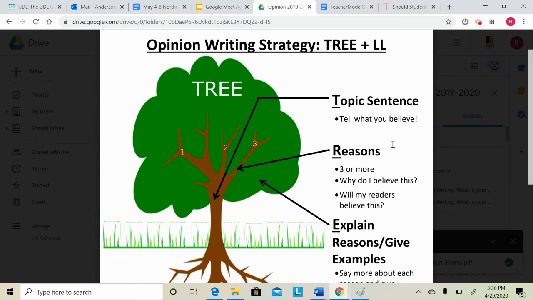The R stands for reasons. We want our essays to have 3 or more reasons. Our reasons tell the reader why you believe what you believe. The reasons are like the roots of the tree because they support the trunk. The more powerful the roots or reasons are, the stronger the trunk will be.